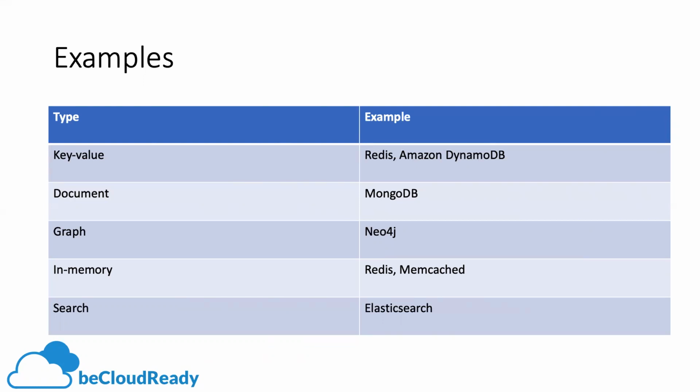Graph database, Neo4j; in-memory, Redis, Memcached; and search is Elasticsearch. Elasticsearch is a database built on the Lucene index. Again, it is an Apache project, and they created it, and that is how it is used.